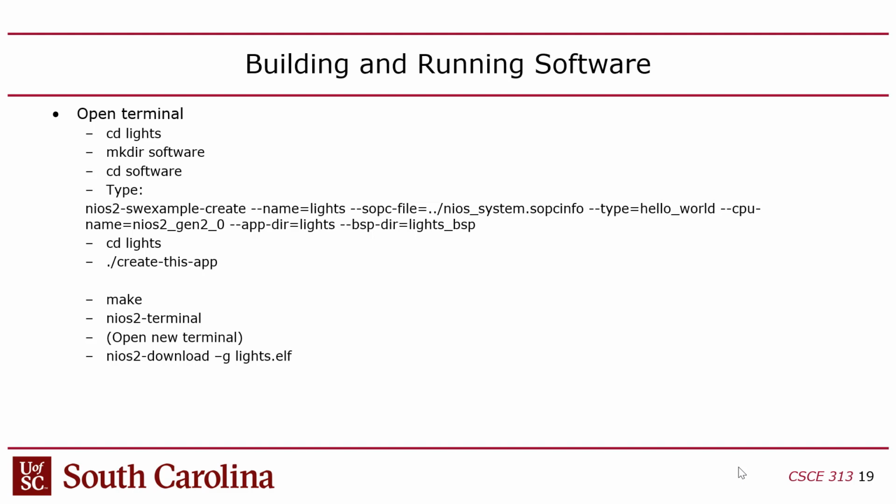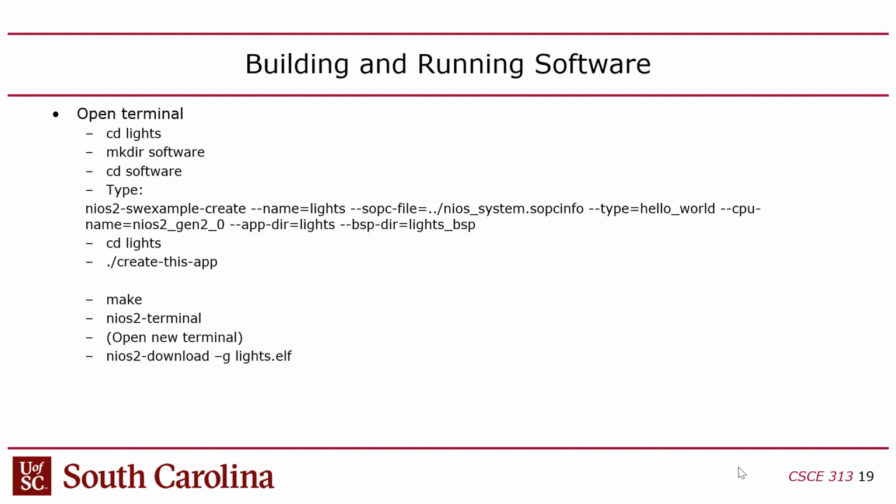So you run that one time and it generates the software. And then you go in the lights directory and you run a script called create this app and it'll build it all outside of Eclipse. Now, if you really want to use Eclipse, I'm not gonna stop you, but this is better, in my opinion. It's more reliable. It's just a lot more typing though, because it's command line. Of course, you can write your own scripts too, but you just run that once, and then you just type make, and it builds it.